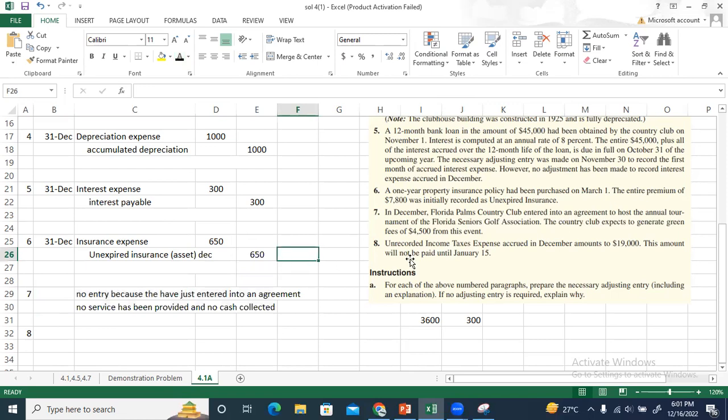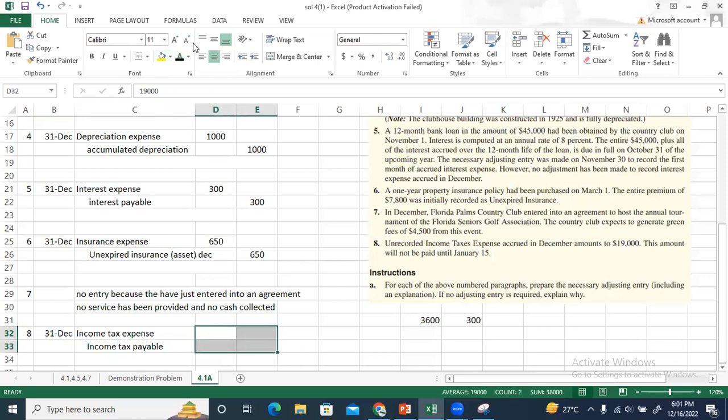Eighth is unrecorded income tax expense accrued in December amounts to 19,000. This amount will not be paid until January 15th. So it's an income tax expense and it's accrued. Accrued means that it has already been incurred, but you have not yet paid for it. Because it's an expense that has already been incurred, we're going to debit the expense account and we have not paid it. So we're going to create a liability for it since we're going to pay for it in the future. And we are done with this question as well.